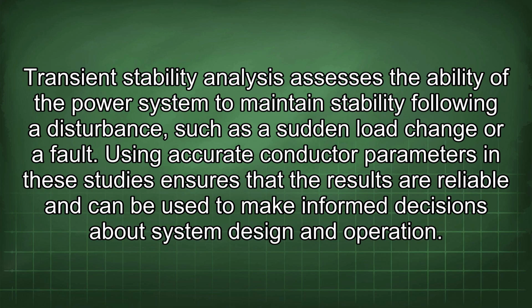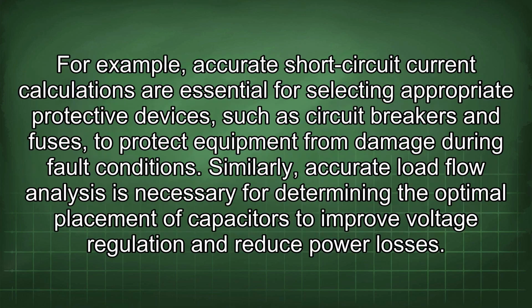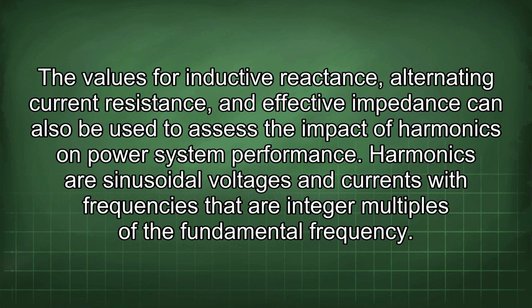Using accurate conductor parameters in these studies ensures that the results are reliable and can be used to make informed decisions about system design and operation. For example, accurate short-circuit current calculations are essential for selecting appropriate protective devices, such as circuit breakers and fuses, to protect equipment from damage during fault conditions. Similarly, accurate load flow analysis is necessary for determining the optimal placement of capacitors to improve voltage regulation and reduce power losses. The values for inductive reactance, alternating current resistance, and effective impedance can also be used to assess the impact of harmonics on power system performance.